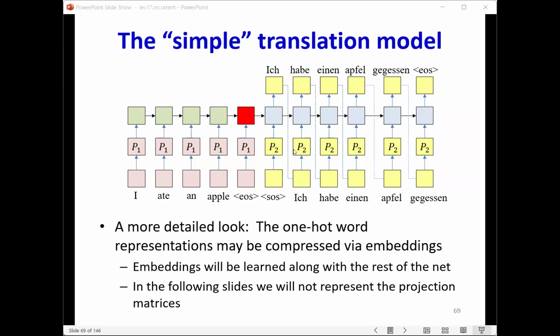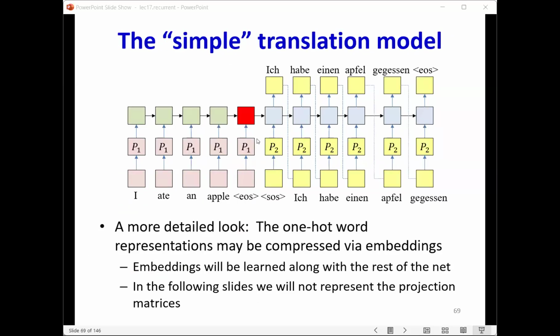Here, observe that I have different P's for the input and the output because I'm using an example of translation. So this one over here would be the projection matrix that's appropriate for English. This would be the projection matrix that's appropriate for German. But again, there are different ways of setting this up. I'm not going to show these P's.